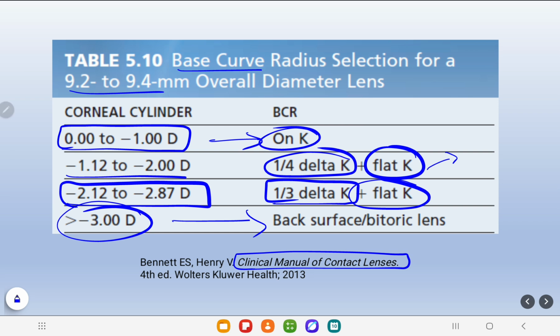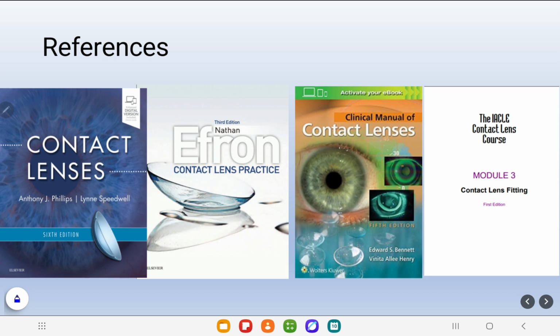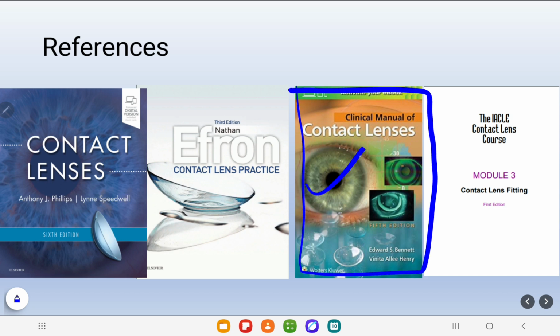So that's, I think, the last. For RGP contact lenses, I can tell you this is a great book, the greatest book for RGP contact lenses, and definitely I'm in love with Efron Phillips. In this particular video, I have taken a lot of pictures from the first edition, which is available on the internet too. So these are my references.